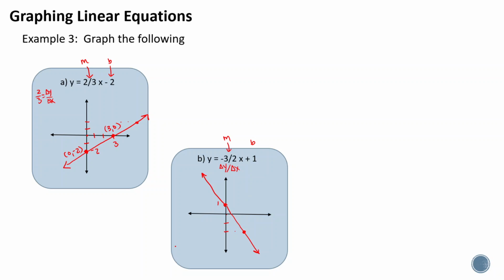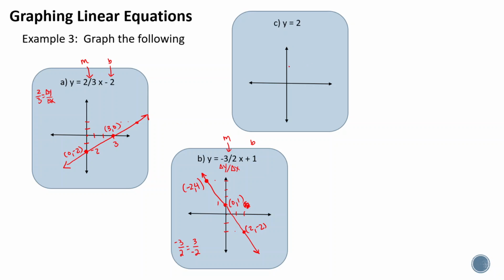Okay. Now, -3/2 could be written with the negative in the top, but it could also be written with that negative in the bottom. So I could go up 3, but I'd have to go to the left 2. Okay, so this point is at -2. And this point would be at -2, 4. Okay. All right.